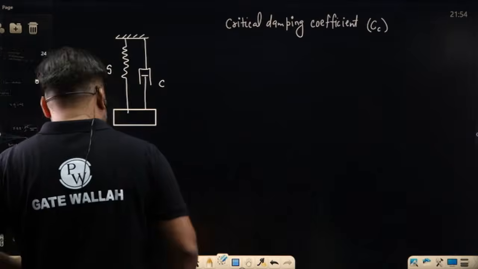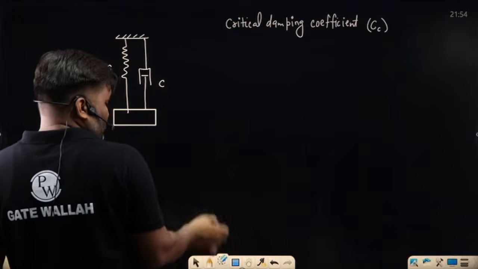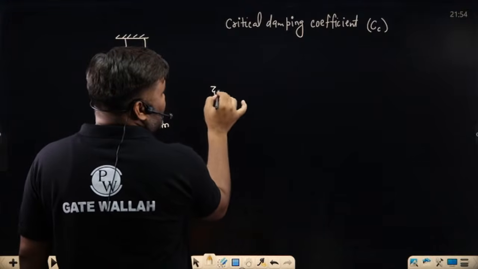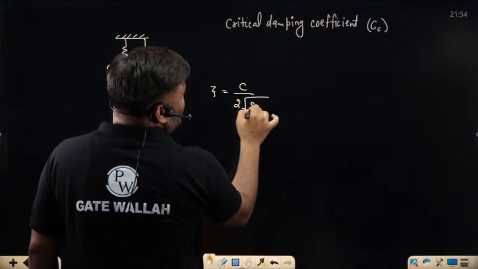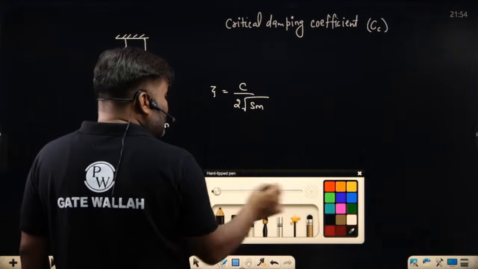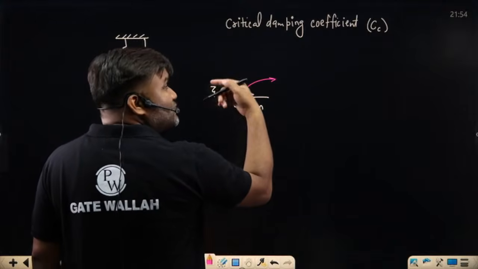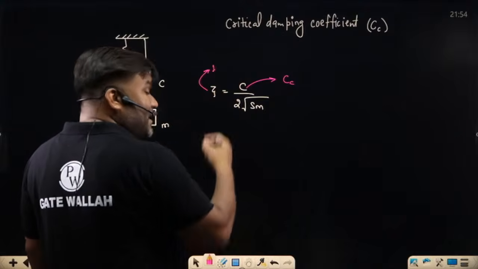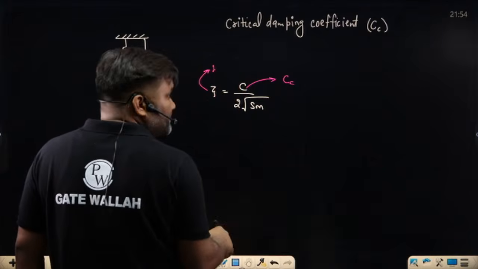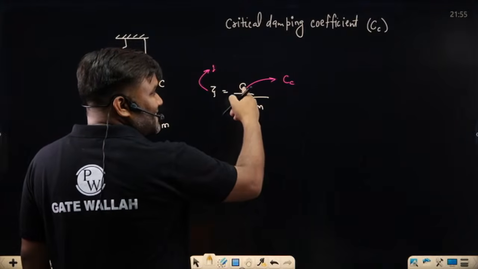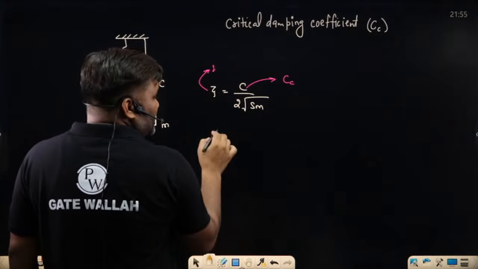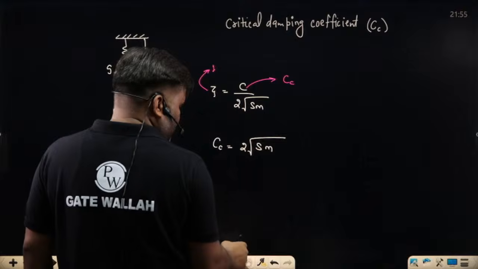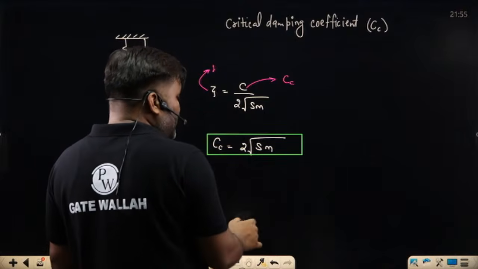For this given system where mass is m, stiffness is S, and C is the damping coefficient you have provided, zeta is C by 2 under root Sm. But how much value of this C should I provide? Suppose Cc you have provided, then this zeta will become 1, a critically damped system. So if you put the value of C as Cc, zeta becomes 1. Take it this side, so Cc value is 2 under root Sm. This is the critical damping coefficient.